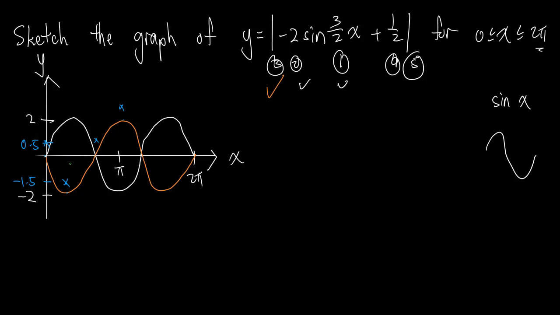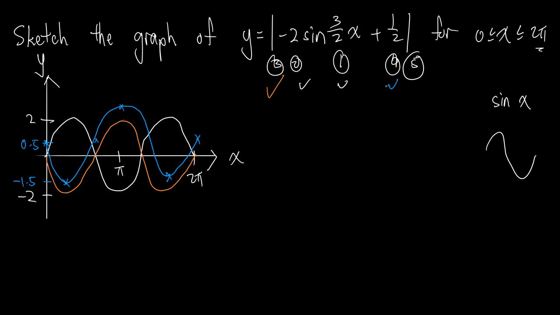After plotting all these points, we will have a rough figure of how the new graph looks. So we just join all the points, and you will get the new curve. It looks something like this. So here is also negative 1.5, and here you get 0.5. So this is the fourth part.